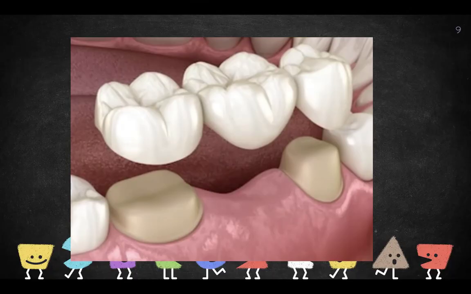The 3-unit bridge has two abutments, and the replacement tooth, the artificial tooth, is known as the pontic, which is connected to crowns given on the molar and the premolar respectively. This is luted in place using dental cement. So this is called the FPD, or the fixed partial denture. Both metal ceramic and all ceramic materials are used for making this prosthesis.